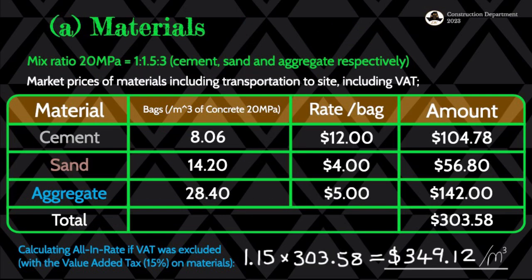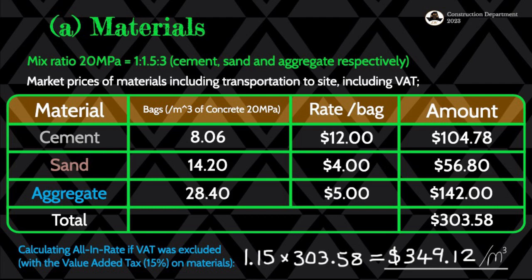Alright, so we then move on to materials. The mix ratio for our materials, as we have discussed prior to this, we saw that it's 1 to 1.5 to 3, cement, sand, and aggregate mixture, respectively. And then we have market prices of the materials, including transportation to site, including VAT. That's very important, because if VAT is not included, we then have to calculate as we have done right at the bottom of that table.